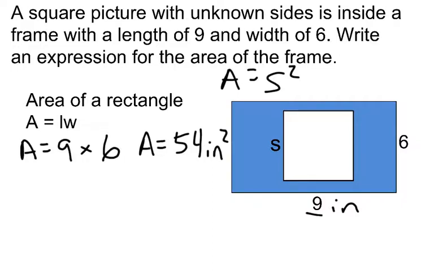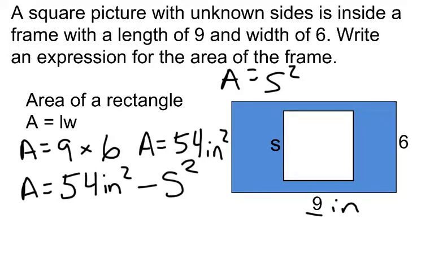Well, I know my area of the rectangle is going to be 54 inches squared, and I need to take out that area of the picture because the picture, of course, is being subtracted from the frame. So my area equals 54 inches squared minus my area of the square. I don't know what that is, but I can simplify it to s squared. So that's as simple as I can get until I know the unknown sides. So my area equals 54 minus s squared, square inches.